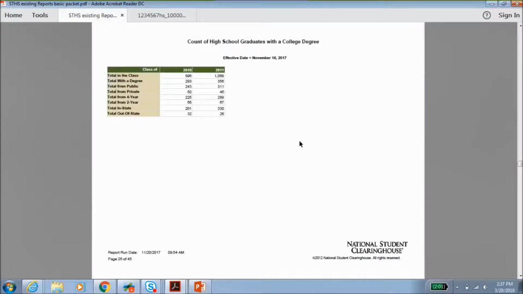So we do want to stress, we get this question a lot, is why is there only 2 classes here? You need the full 6 years to have completed to appear on this graph.